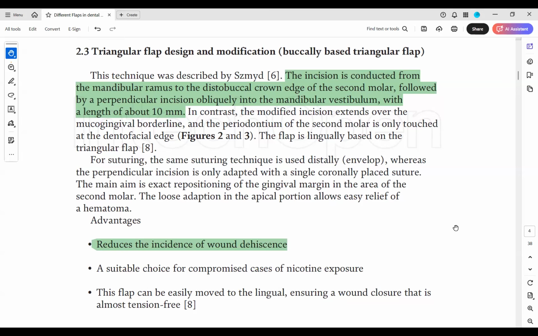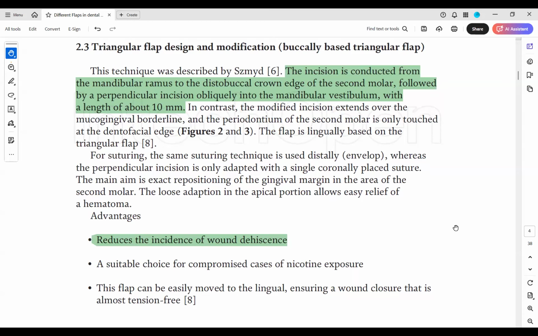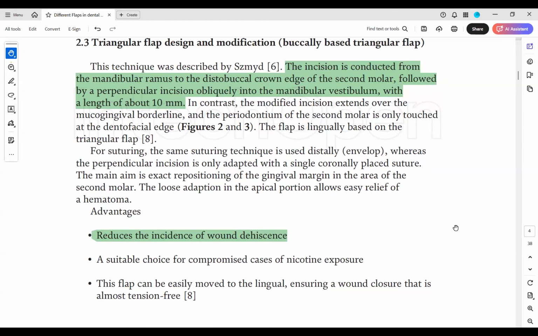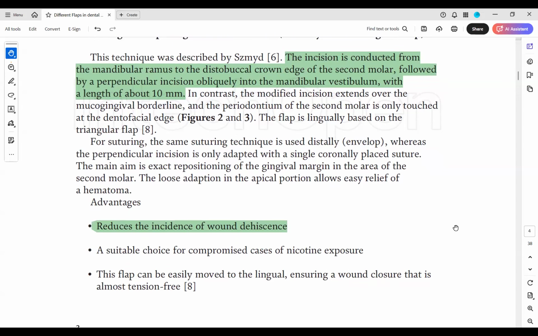Now, the next and the preferred flap for the oral third molar surgery is your triangular flap design and its modification, right? So the triangular flap, again, the incision is coming from your ramus to the distobuccal crown edge of the second molar. So here the area which is exposed is predominantly from the second molar to the third molar area into the ramus. It doesn't necessarily have to come into the first molar region. And you have to give a perpendicular incision obliquely. That is why the triangular term.